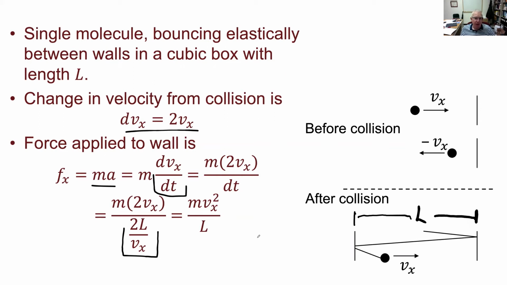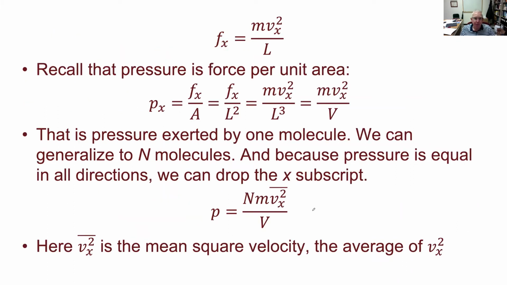From that equation, I cancel the 2's and flip the Vx from the denominator up into the top, and I get this last statement over here, which says that the force applied to that wall is just going to be mv squared over L, where the v in there is this x direction velocity that we've been working with. Okay, so keep that result with us, and we come over here.